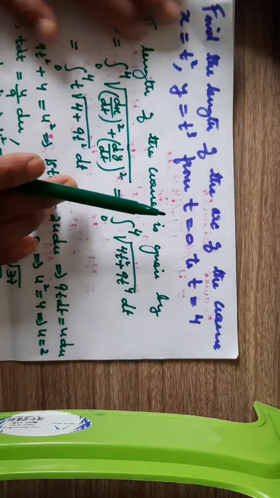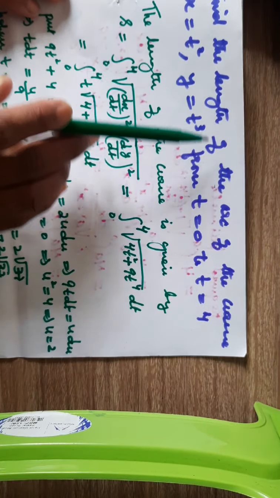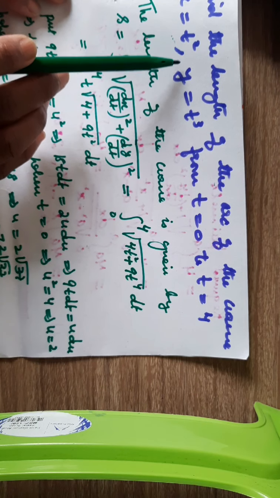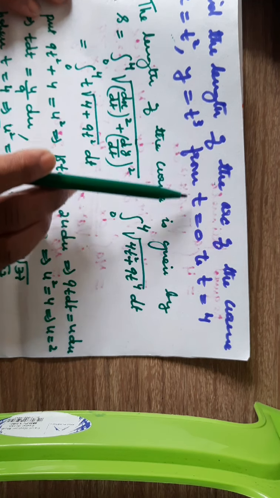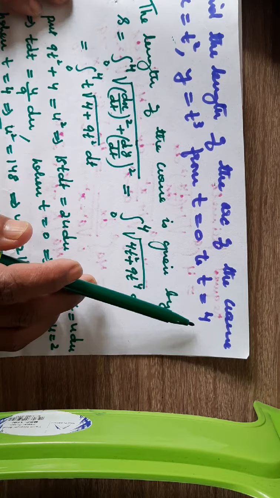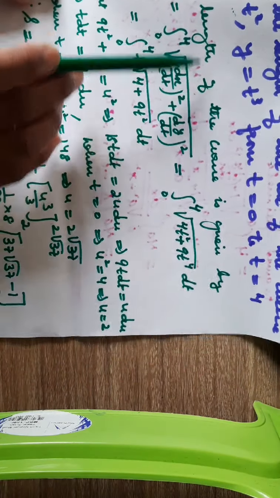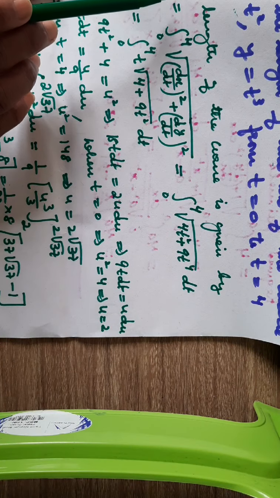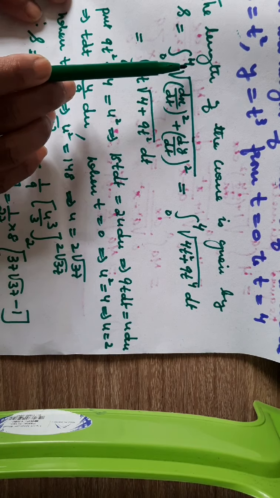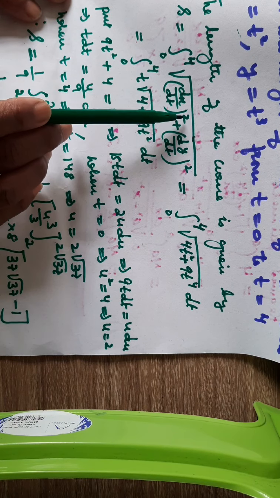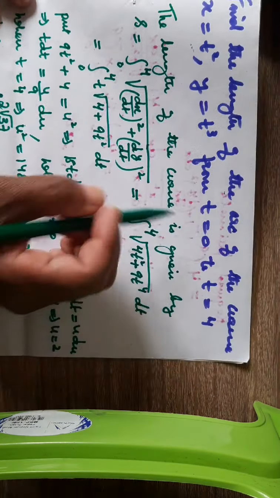Now let us come to the next one, which is the application of the parametric form. Find the length of the arc of the curve x is equal to t square, y is equal to t cube from t is equal to 0 to t is equal to 4. Now for this one, the length of the given curve is given by the third formula. S is equal to integral 0 to 4 square root of (dx/dt)^2 plus (dy/dt)^2 dt.